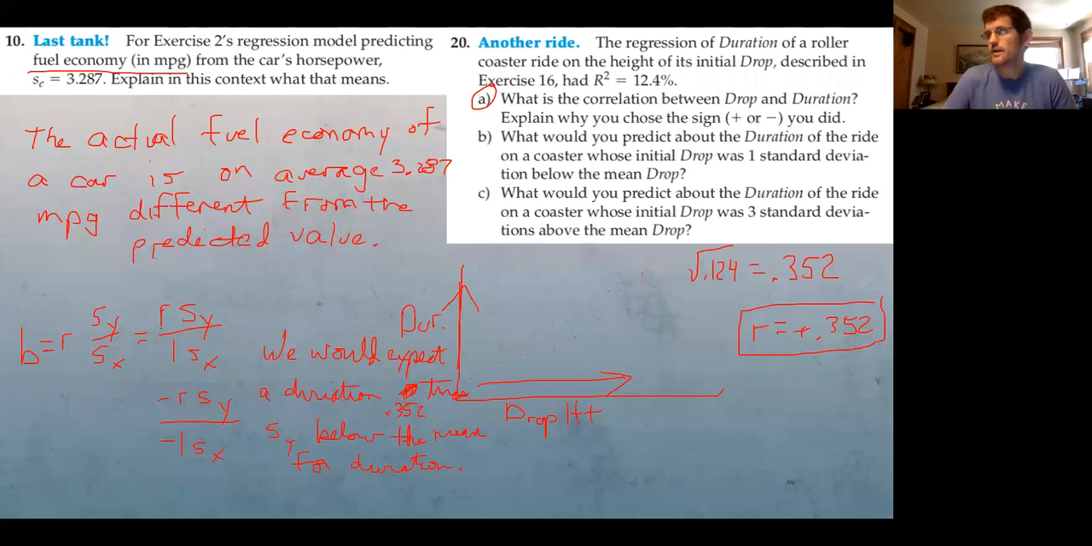Okay, and then likewise for the next one, if it was 3 standard deviations above the mean drop, that would mean, I'll just come over here, if I'm going 3 standard deviations of X above the mean, then I'm going to be 3 times R standard deviations of Y above the mean. So 3 times R is 1.056. So I would expect a duration 1.056 times the standard deviation of Y above the mean. Are there questions on those? Because those are a little bit of mind benders.